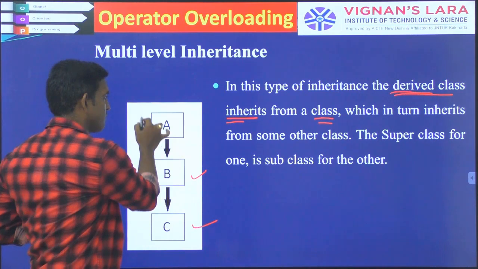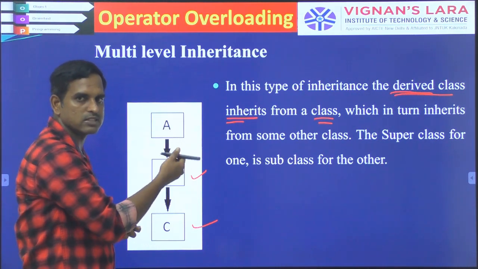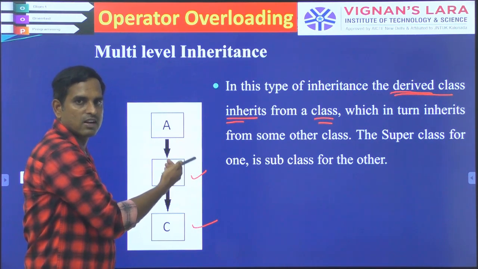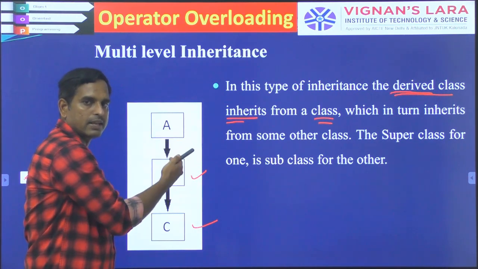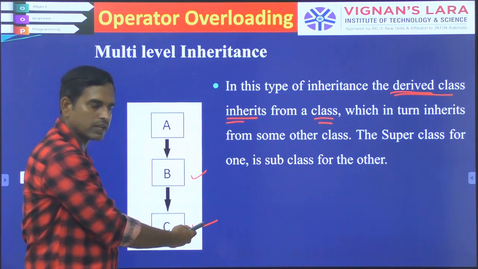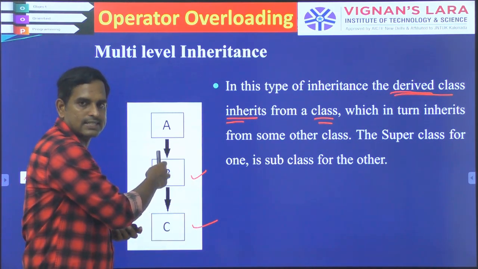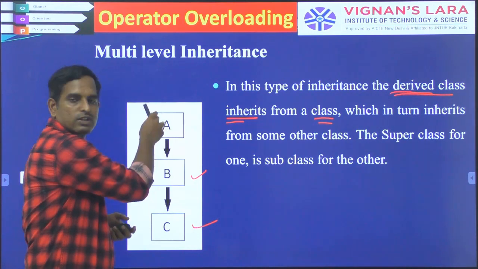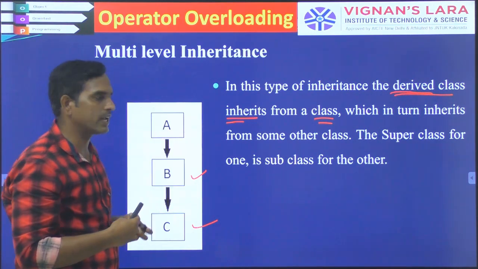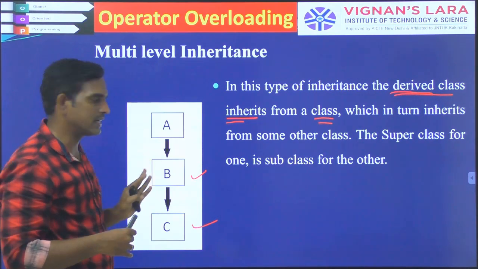That is, you have class A, which is the main base class. From this base class, you derive class B. From this derived class B, you have another level of derived class C. For C, B acts as the base class, and for B, A acts as the base class. This level of inheritance is called multi-level inheritance.